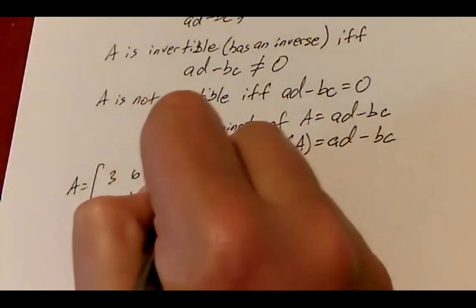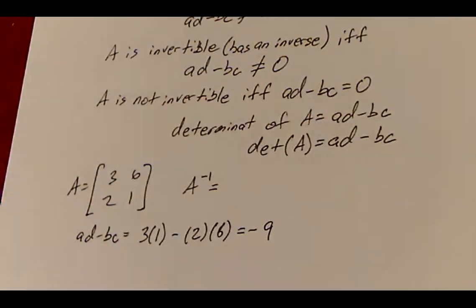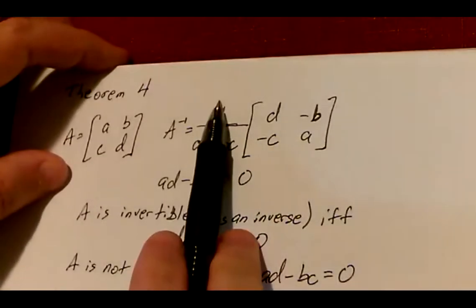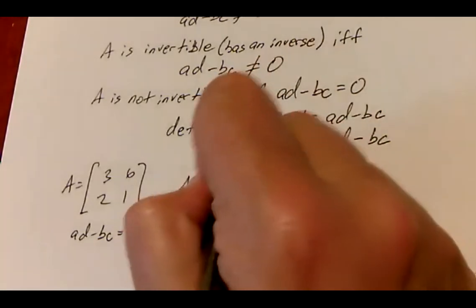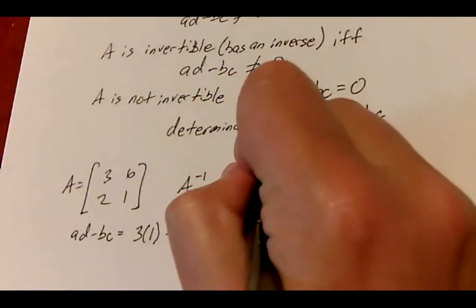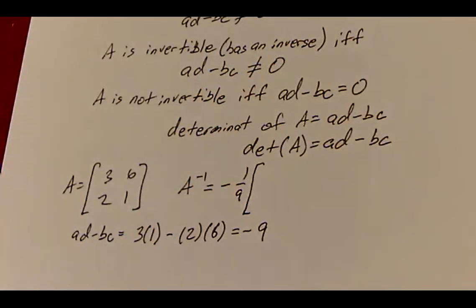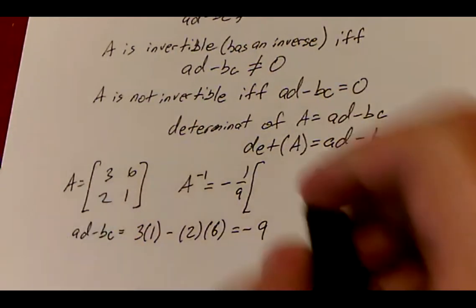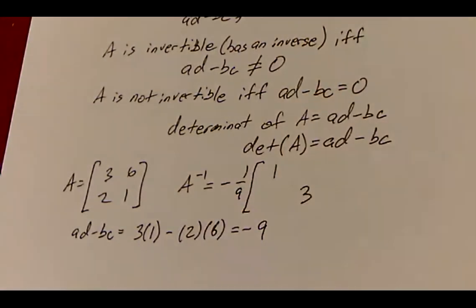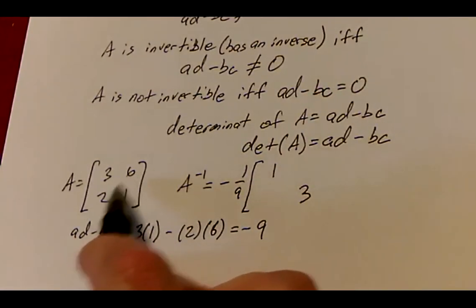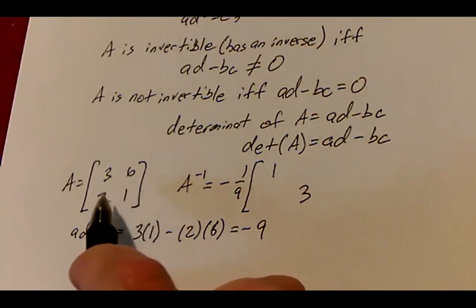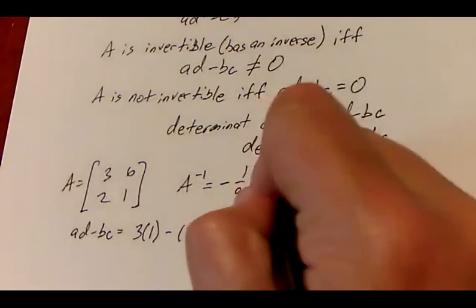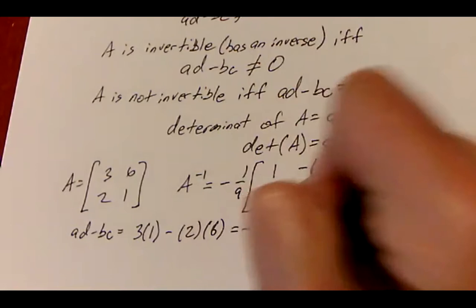So my inverse matrix then, remember, it is 1 over this determinant. So look back at your formula. It's 1 over the determinant. So I'm going to have negative 1 over 9 in the front of my matrix. I take the numbers on the diagonal here, A and D, and I switch places. So that's going to be 1 and 3. The other numbers, the 2 and the 6 here, the numbers on the off diagonal, stay where they are, but they become negative. So negative 2 and negative 6.